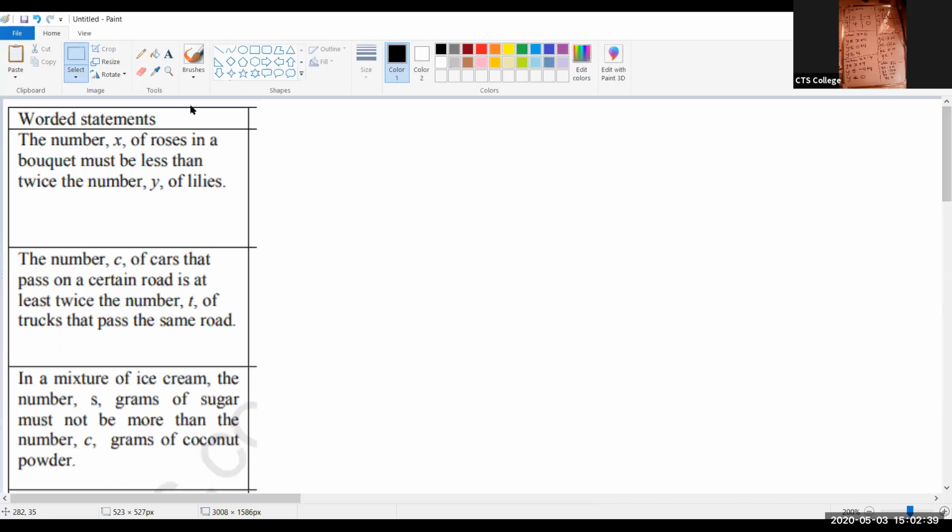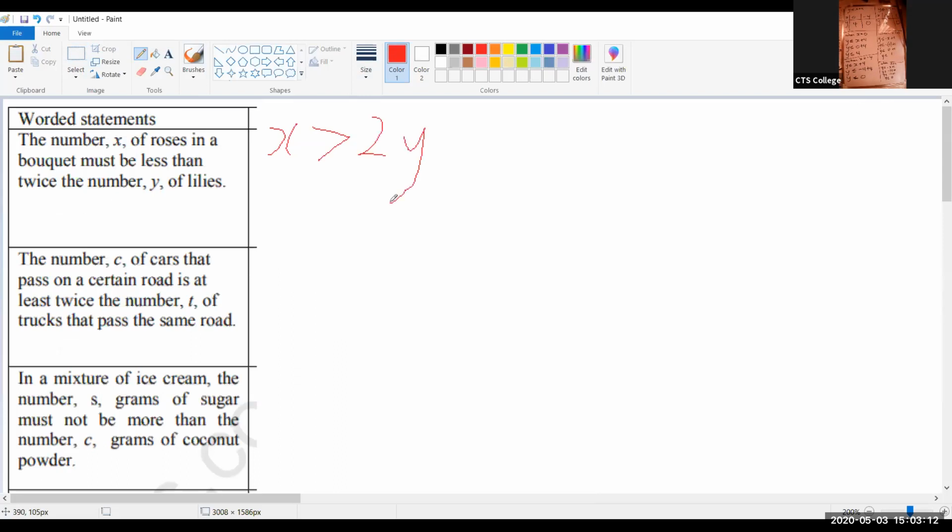All right, first question. Anybody wants to help me translate? The number x of roses in a bouquet must be less than twice the number y of lilies. Anybody? x is less than... greater than 2y.